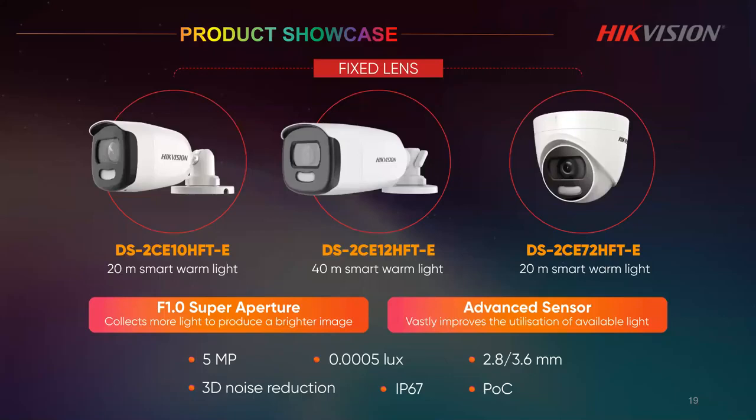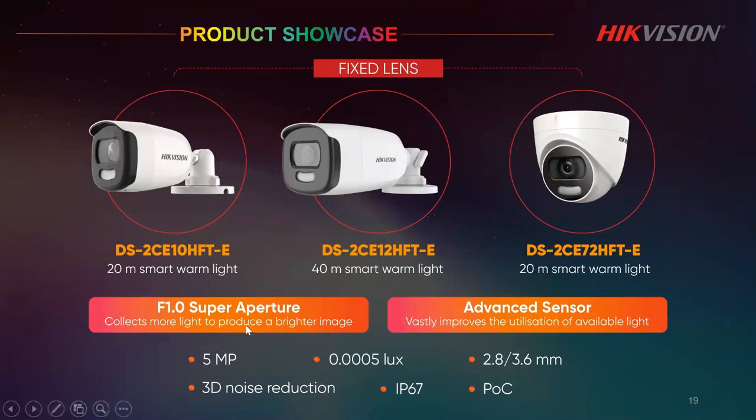So product showcase, so these are fixed lens cameras. So the next generation of Turbo ColorVu cameras would support smart warm light. So the darker it gets, the brighter the smart light, basically. So very much controlled by like a photocell. So you can see here HF, which denotes basically 5 megapixel. So some are offered in 20 meters of smart warm light, some are 40 meters.